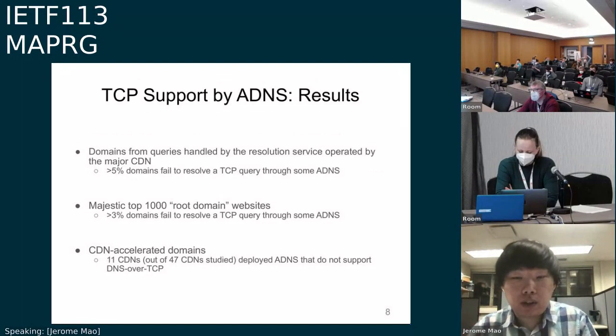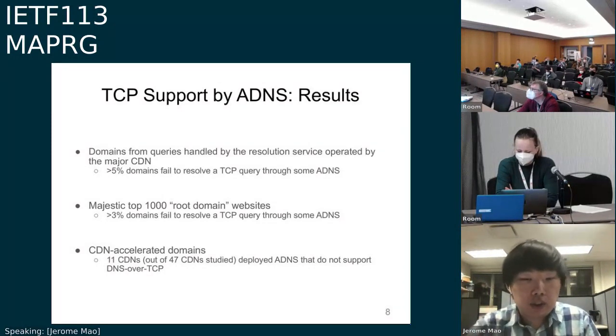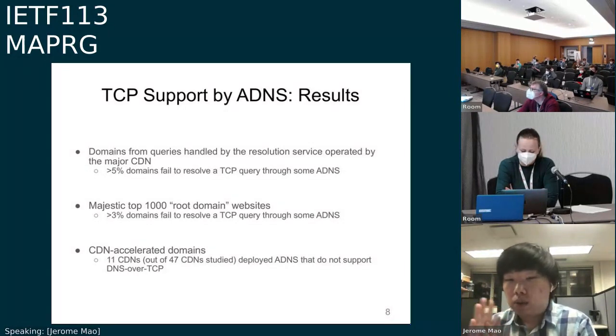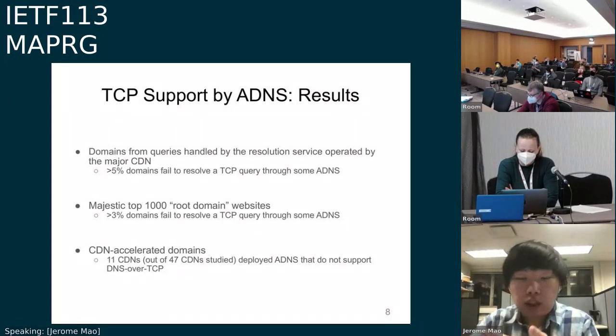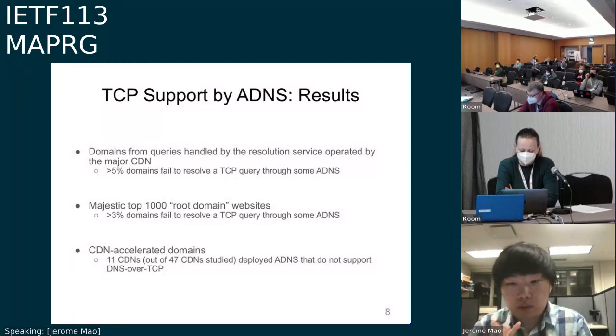Here are the results for the ADNS server side. First of all, for the domains from the queries handled by the resolution service operated by the major CDN, more than 5% of the domains fail to resolve a TCP query through some ADNS servers. Even for the popular websites, a little bit more than 3% of the domains fail to resolve a TCP query through some ADNS. And even for the CDNs, 11 out of 47 CDNs we've studied have deployed ADNS servers that do not support DNS over TCP.